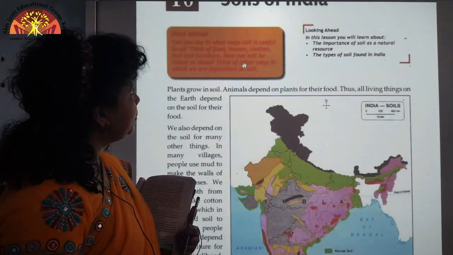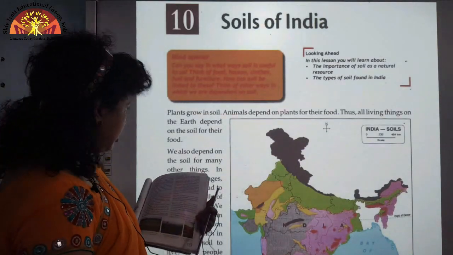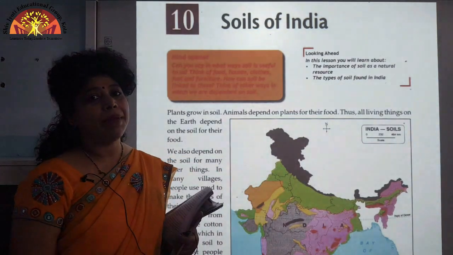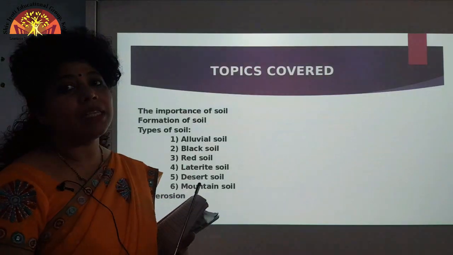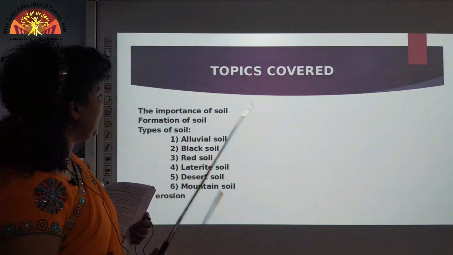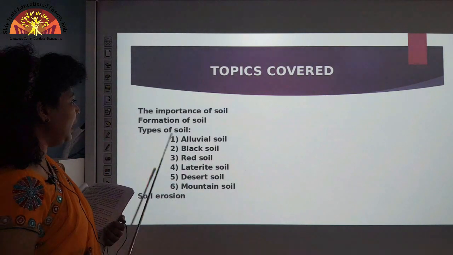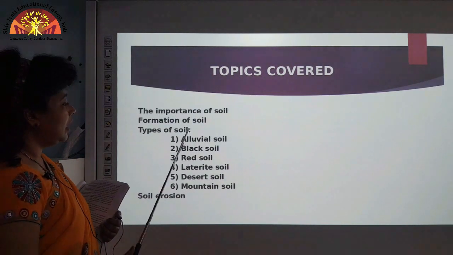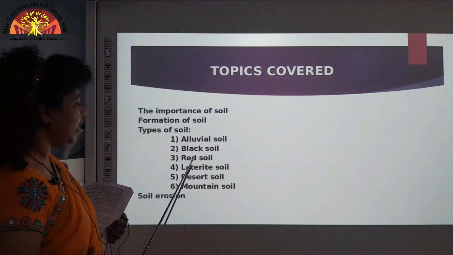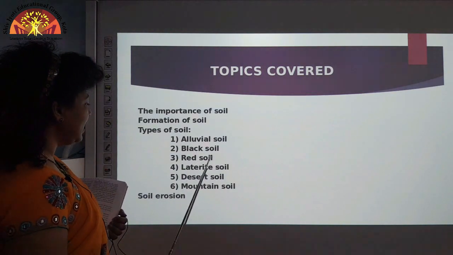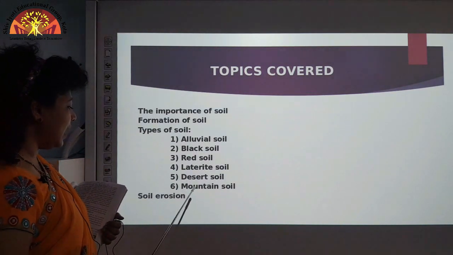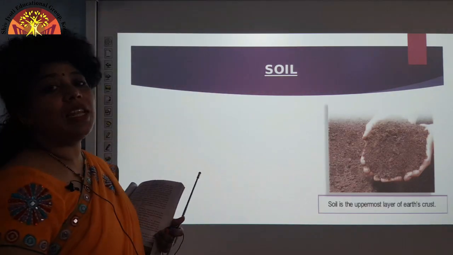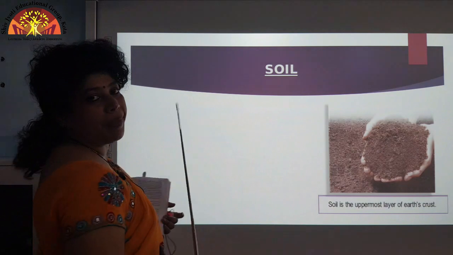Today we shall be doing chapter 10, Soils of India, and I request all of you to open your textbook page 68. The topics covered in today's chapter would be the importance of soil, formation of soil, types of soil, alluvial soil, black soil, red soil, laterite soil, desert soil and mountain soil, and also soil erosion. Let us now start with the topic soil.